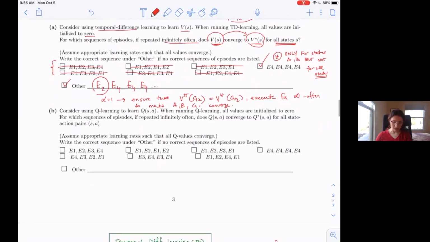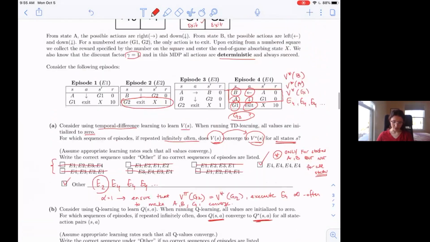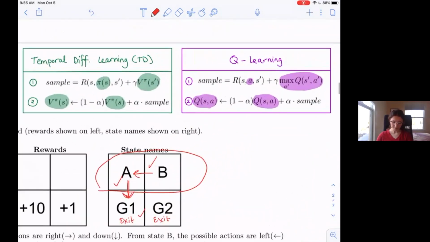All right, next question. Here we're considering Q learning to learn the Q function for every state action pair. When running Q learning, all values are initialized to 0, and we're asked for which sequence of episodes, if repeated infinitely often, does the Q function that we're learning converge to the optimal Q function for all state action pairs. So let's remind ourselves really quickly of how Q learning works.